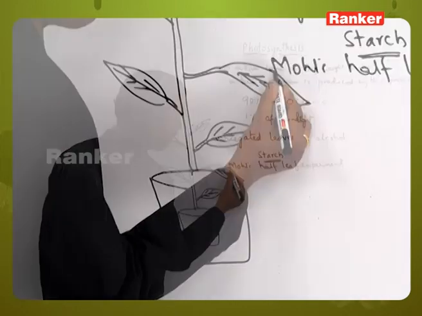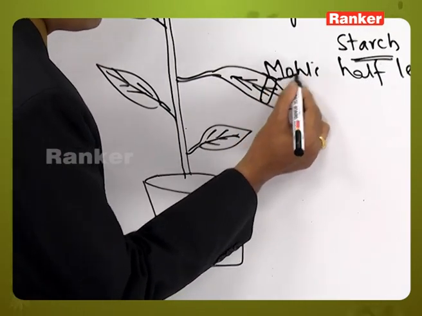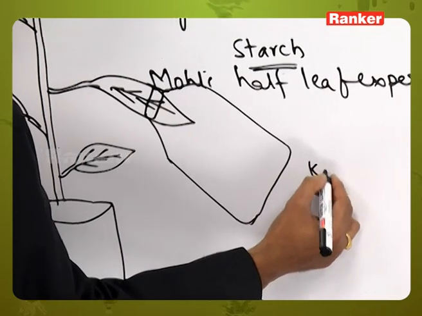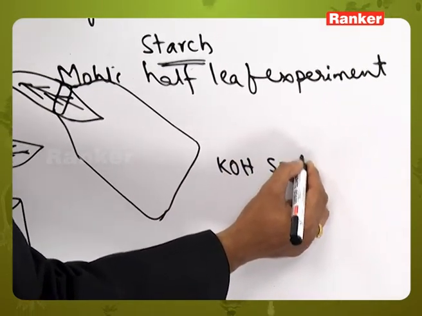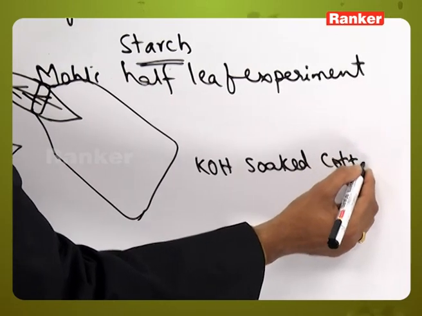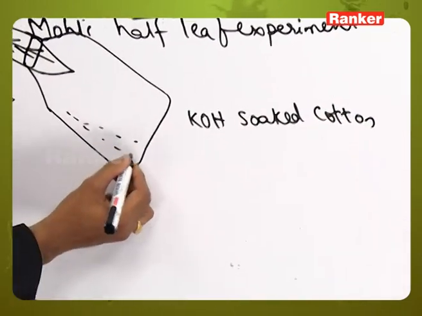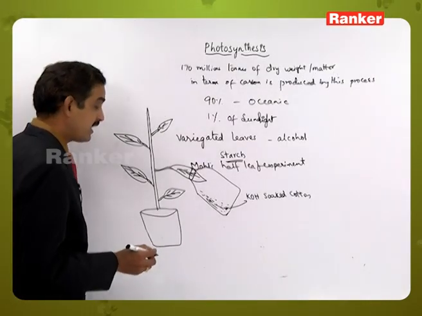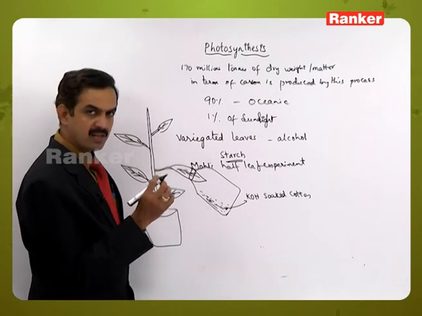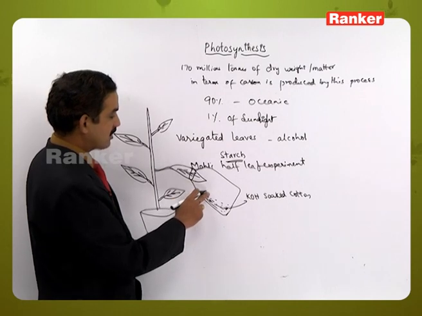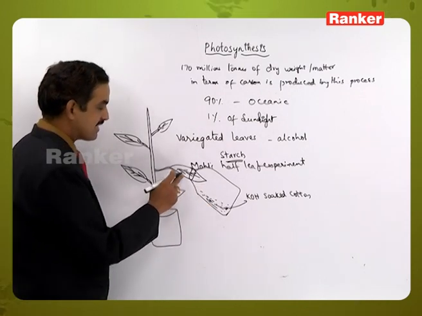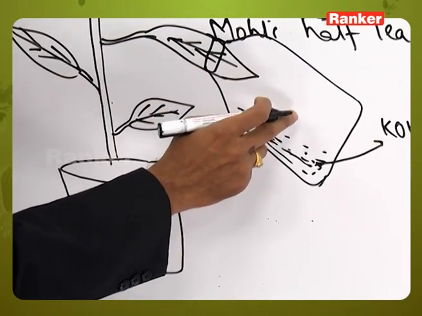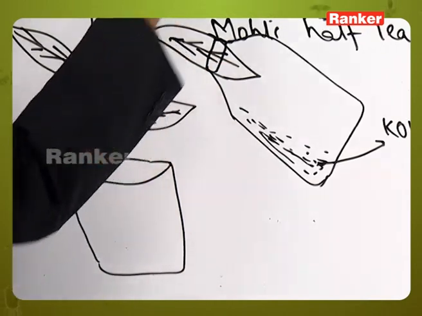They took a wide-mouthed bottle, and in that bottle KOH-soaked cotton, or KOH solution, was taken. This apparatus was kept for some time, and after that they removed the apparatus and tested the leaf, because half of the leaf is inserted into the bottle which contains KOH solution, and half of the leaf is exposed to the sunlight.